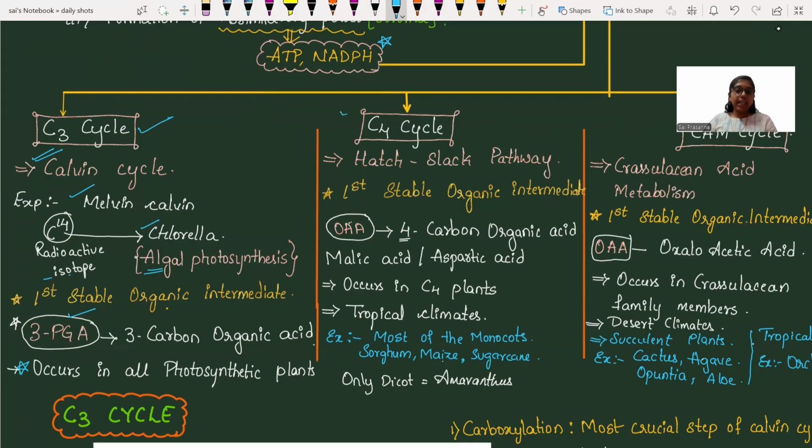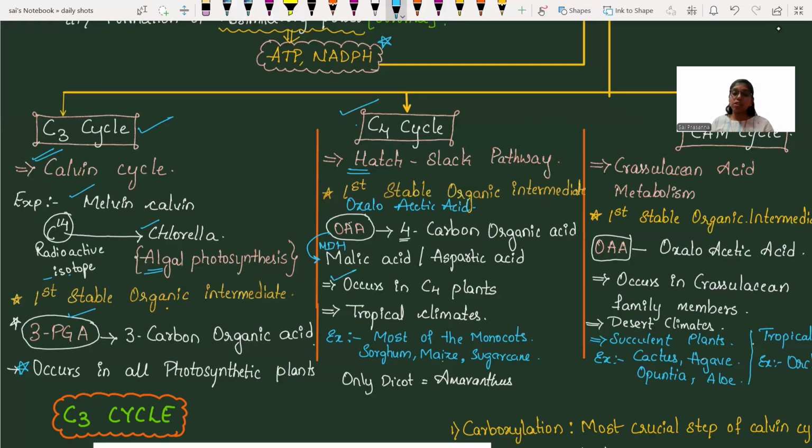The next cycle is the C4 cycle, which is also called the Hatch-and-Slack pathway. It is called the C4 cycle because the first stable organic intermediate formed is oxaloacetic acid, which is a 4-carbon organic acid. This is converted to malic acid or aspartic acid by the enzyme malic acid dehydrogenase. This occurs only in C4 plants.